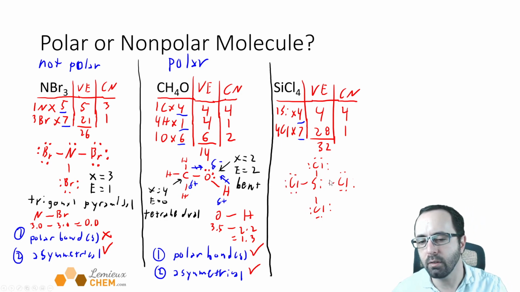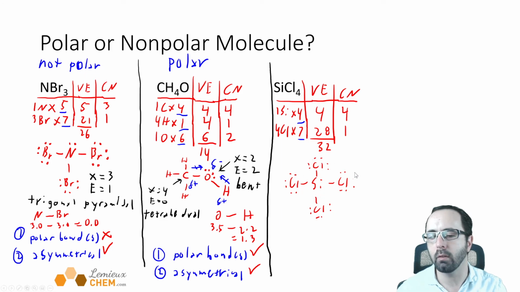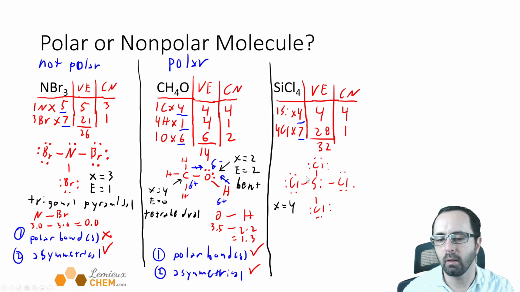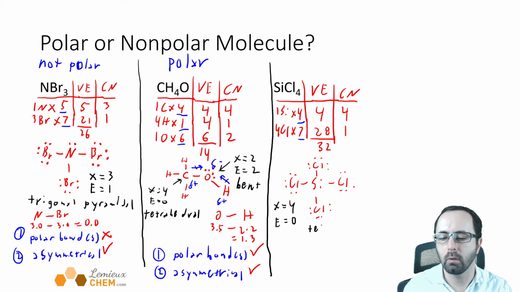And now this is actually 32 electrons. All the chlorines have an octet. All the silicon has an octet, 4 bonds around it, and silicon's making 4 bonds, chlorine's making 1. This is a good structure. Here for the silicon, we have X equals 4. 4 atoms bonded to silicon, 4 chlorines. E equals 0. Okay, so this is a tetrahedral shape.